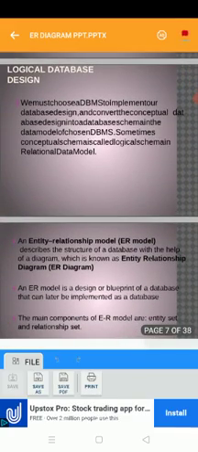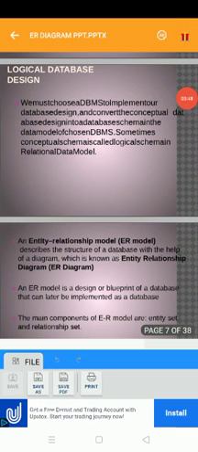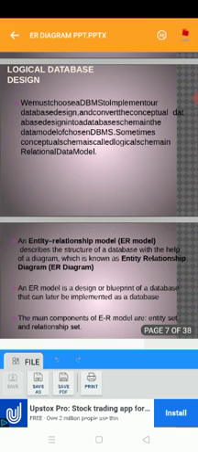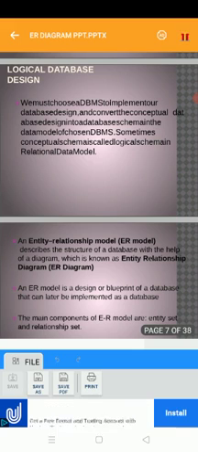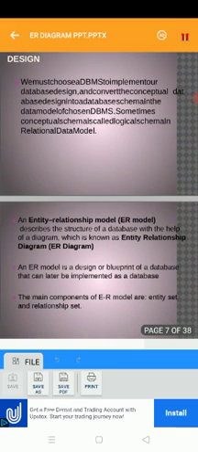First, the entity relationship model, shortly pronounced as ER model. It describes the structure of a database with the help of a diagram. Whatever database we have is described in a diagram. It is also known as the ER model or entity relationship model, and the diagram is known as the entity relationship diagram or ER diagram. An ER model is a design or blueprint of a database that can later be implemented as a database.